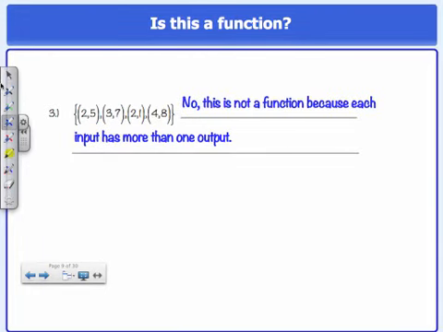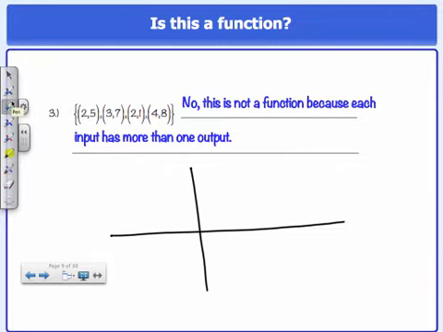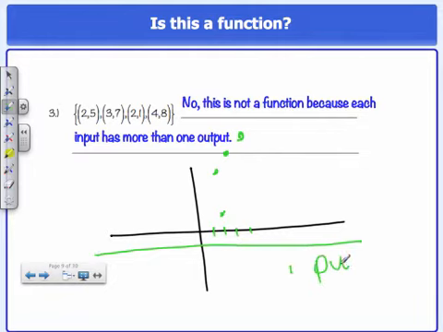All right, so if I were to draw a rough sketch of what this would look like in example number 3, I want you to notice that the 2, 5 would go approximately up here. The 3, 7 would go a little bit higher. The 2, 1 would go right here. And then the 4, 8 would go right here. So these 4 points make my relation, which remember is not a function.